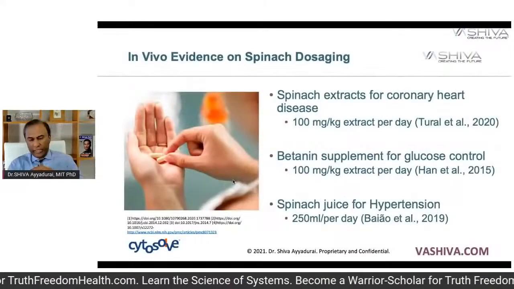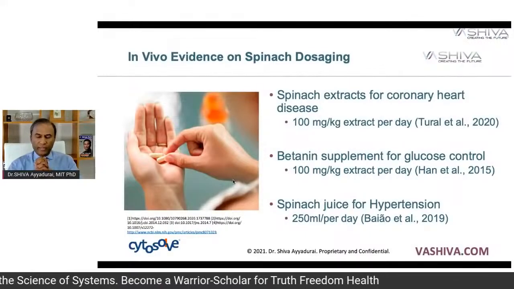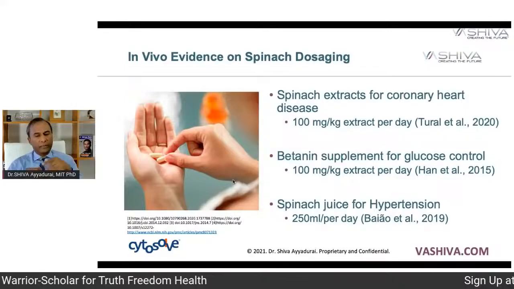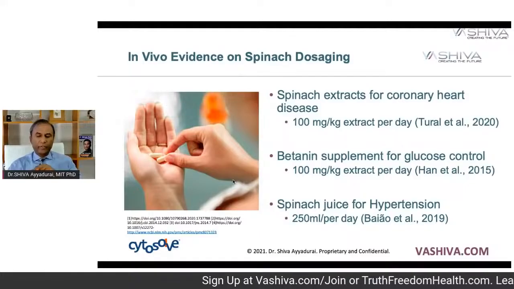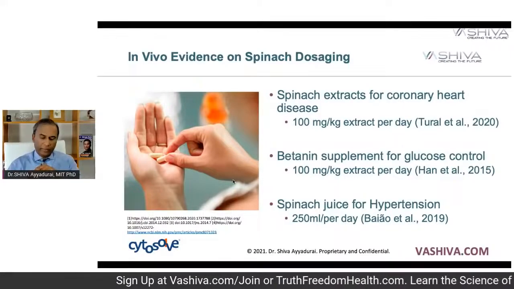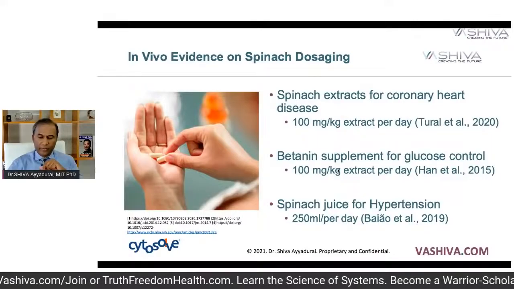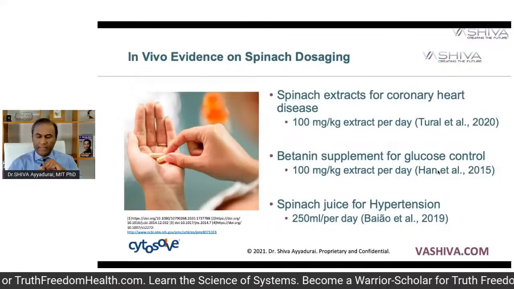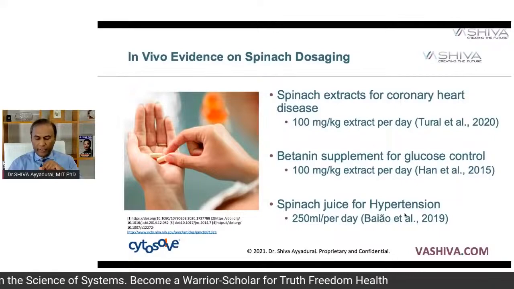How much should you take? Well, this is all based on the recent research. Turrell et al. in 2020 said spinach extracts for coronary heart disease. You can find spinach extracts at about 100 milligrams per kilogram. Betanin supplement, which is good for glucose control, for people who are, let's say, diabetics, again 100 milligrams per kilogram extract, and that's in Hahn et al. 2015. Now, the spinach juice for hypertension is 250 milliliters per day.